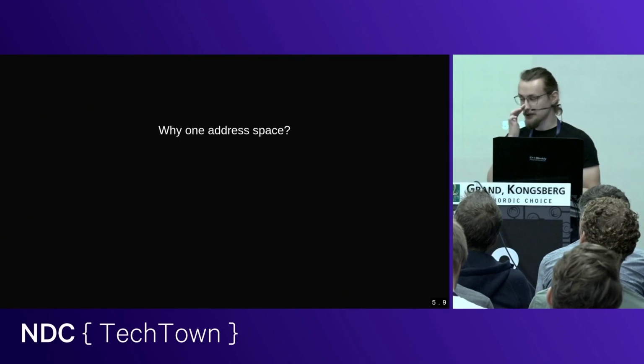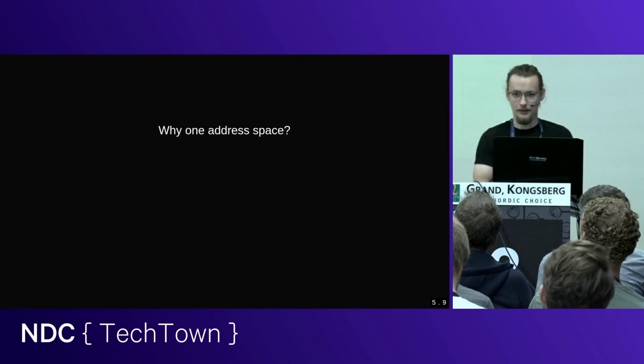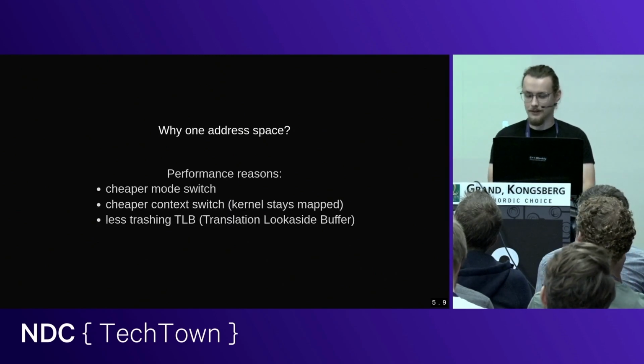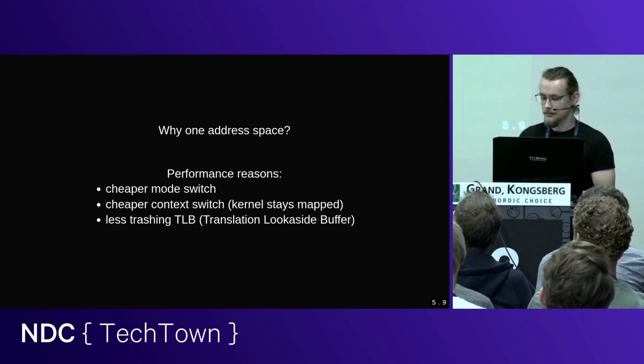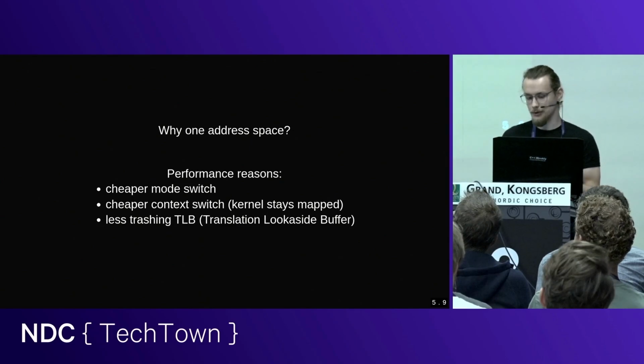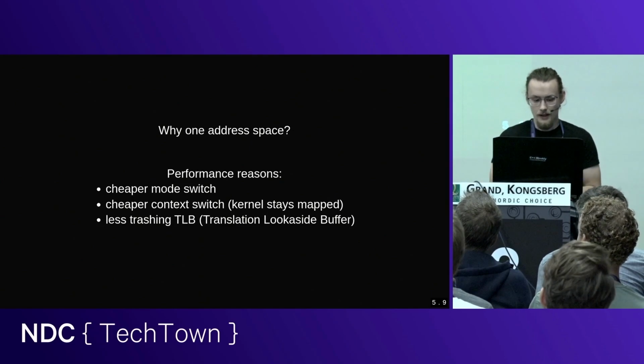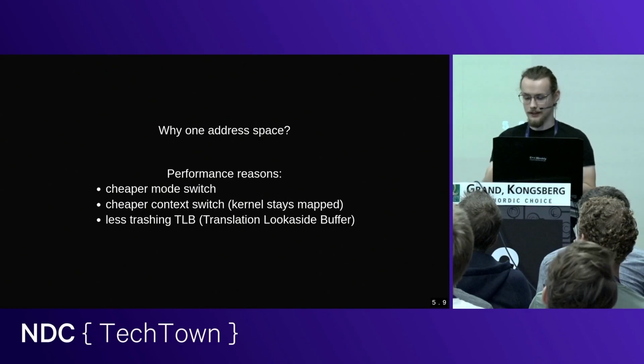Okay, so an important question is, why are we mapping the kernel and user into the same address space? Can't we just split them? What is the benefit? And the benefit is performance reasons. It's cheaper to do a mode switch, and by mode switch I mean the kernel and user mode switch. It's also cheaper to do a context switch, because the kernel can stay mapped.